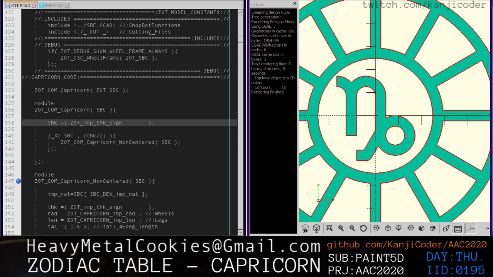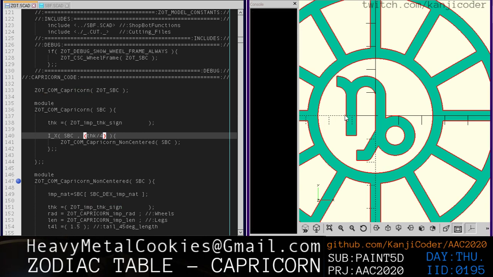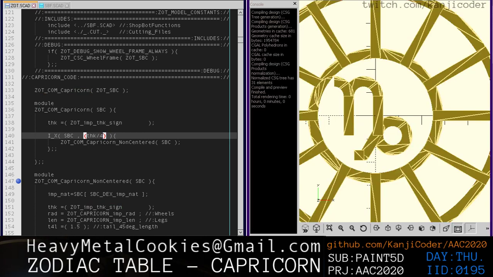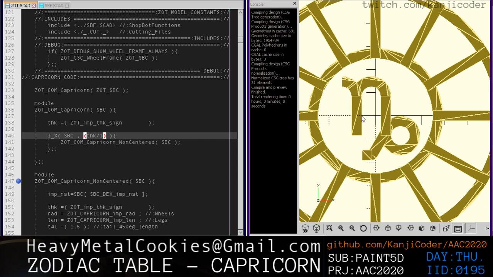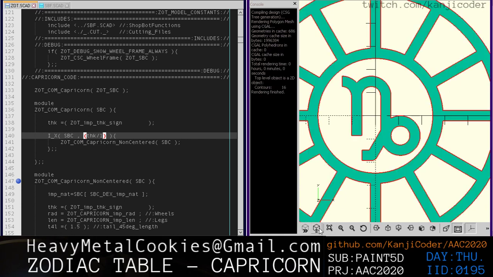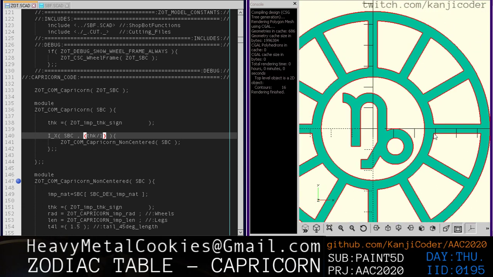So, plus thickness divided by 4, I guess, instead. F4? Or actually, sorry, thickness divided by 2, divided by 1, right? F4. Yeah, that's just better centered. That's just better positioned.